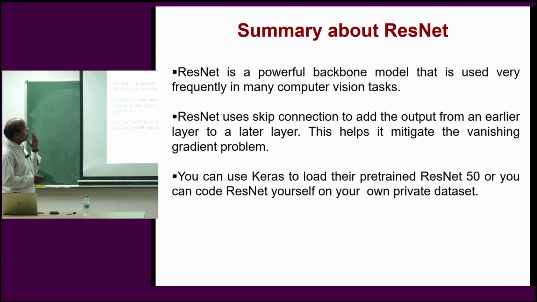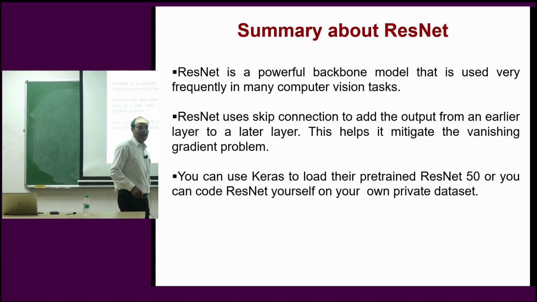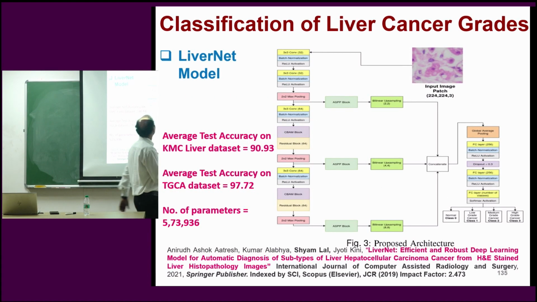So the summary about ResNet is as follows. ResNet is a powerful backbone model that is used very frequently in many computer vision tasks. ResNet uses skip connections to add the output from the earlier layers to later layers. This helps mitigate the vanishing gradient problem. You can also use a pre-trained ResNet-50 or code it yourself on your own private data set, right? It's up to your choice.